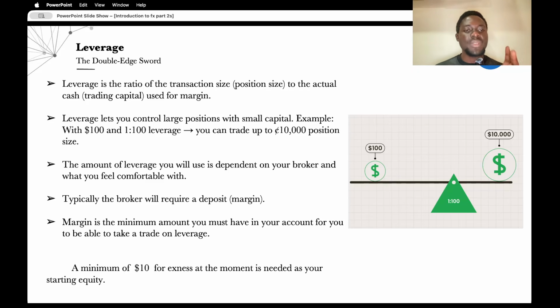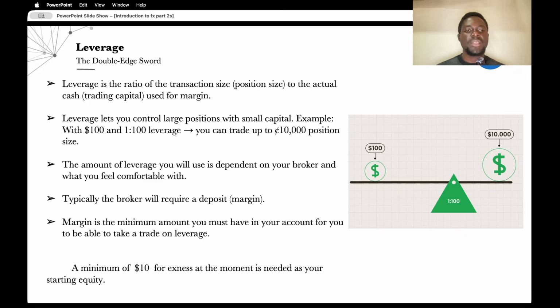So the margin is the minimum amount you must have in your account for you to be able to take a trade on leverage. Do you understand? So yes, the margin you have in your account is $100. Based on that $100, they are going to give you a leverage. You get it now?